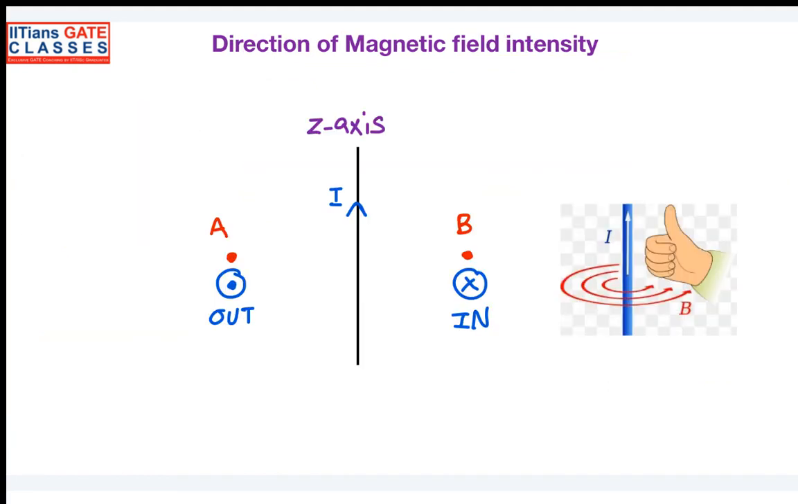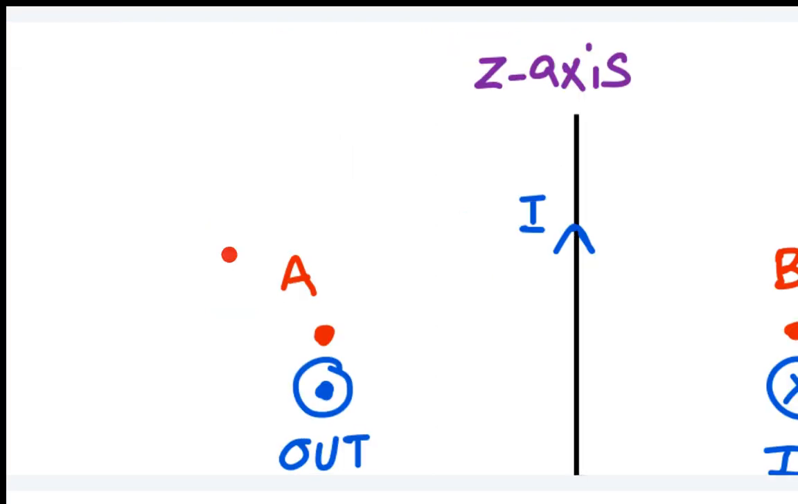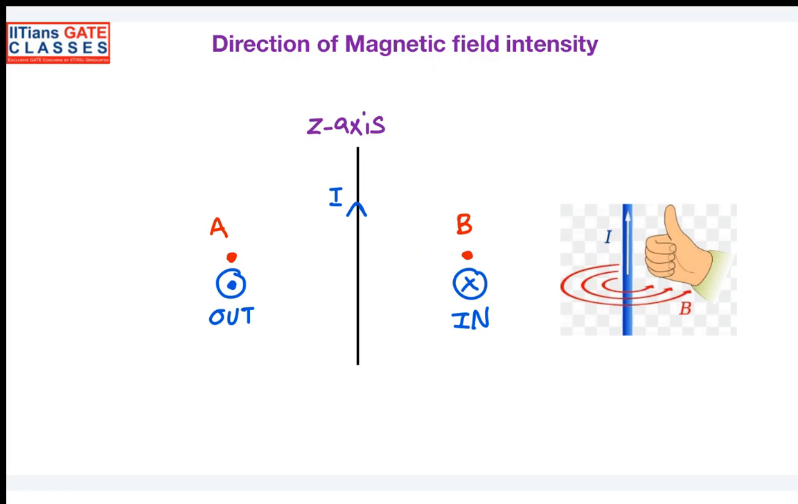Let me give another example here. See here, this is my z-axis, where the current is flowing right now, and this is my observer position, right? When you consider this observer position, what will be the direction of the magnetic field? Is it outside the plane of the board or into the plane? When you consider point A, what will happen?